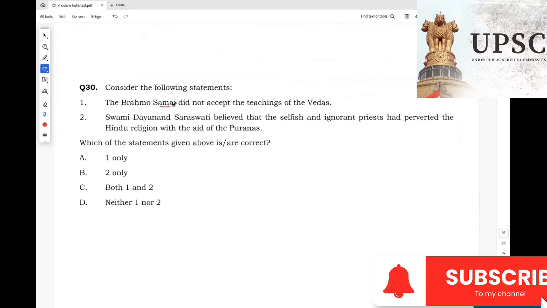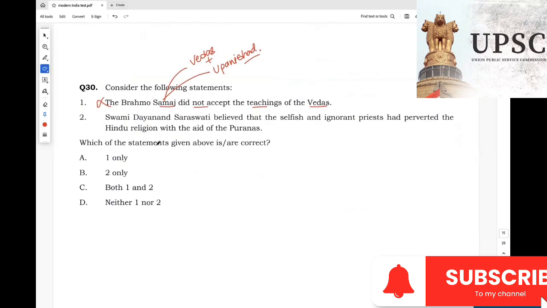The Brahma Samaj did not accept the teaching of Vedas. Absolutely wrong. Brahma Samaj believed in Vedas and Upanishad. That is Vedanta. Right? So they believed in both Vedas and others.